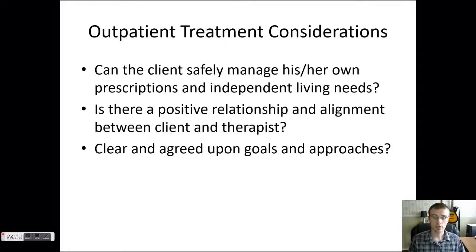Next, is there a positive relationship and alignment between the client and the therapist, and do you both agree on the recommended goals? These are all the most critical questions to ask if somebody is going to be an outpatient, because outpatient treatment is not going to be effective unless there is potential for a strong alliance. Now, in the first session or 2, there may not be that alliance built yet, but really, this is something that can be determined within the first few minutes of meeting a new client, getting a sense for how you and the other person interact.